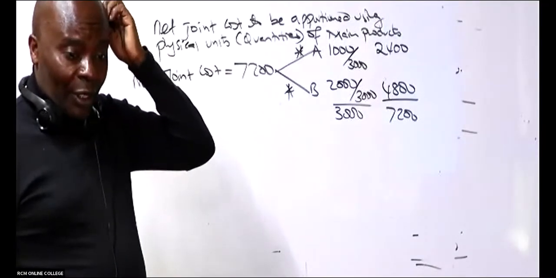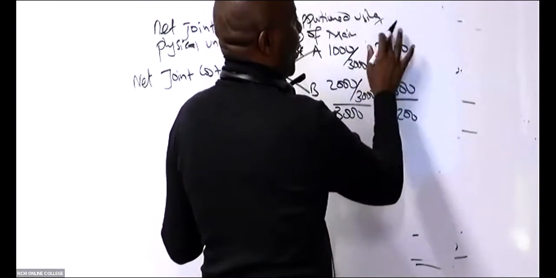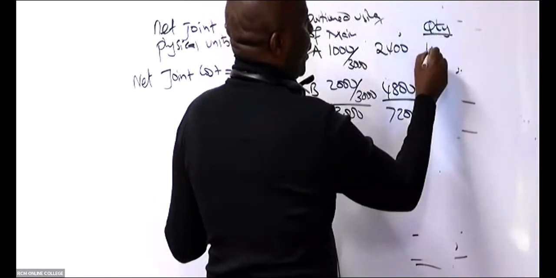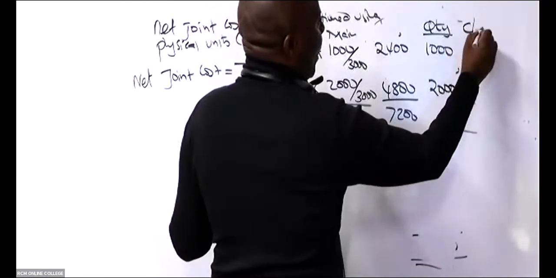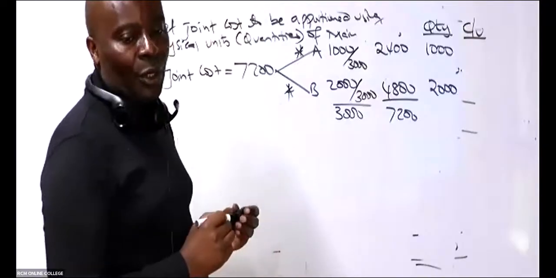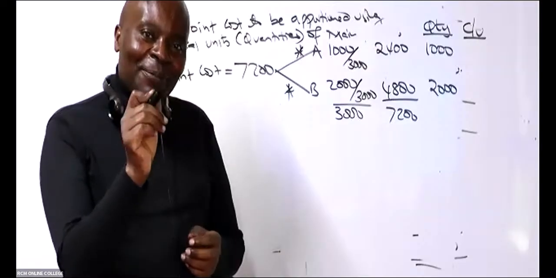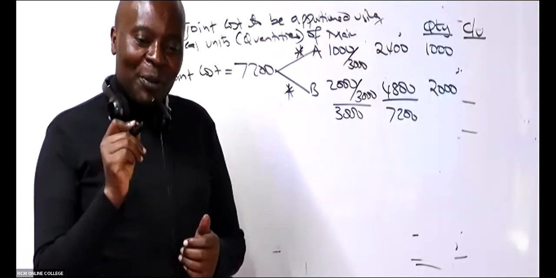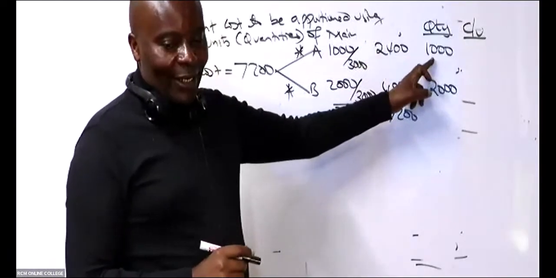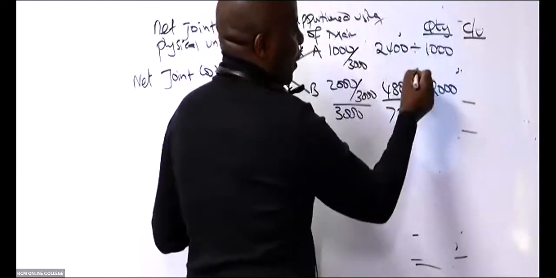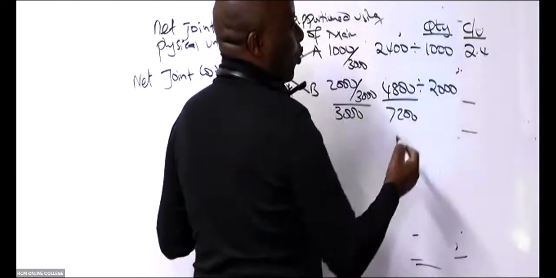Now, ladies and gentlemen, come and repeat here the quantity. Remember, this is total cost. So quantity, this is 1,000 and this is 2,000. So give us the cost per unit. You will see this method is not very good because you're going to get the same cost per unit for these products. How do we get cost per unit? You take total cost and divide by quantity. You can write like this for your revision: 2,400 divided by 1,000. This one here gives me 2.4.